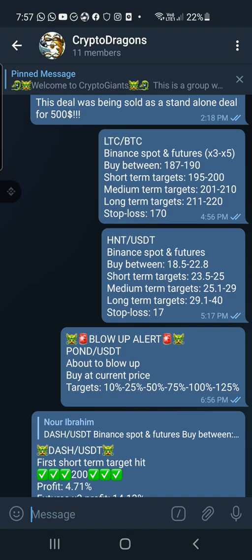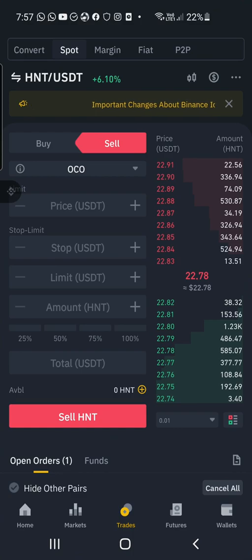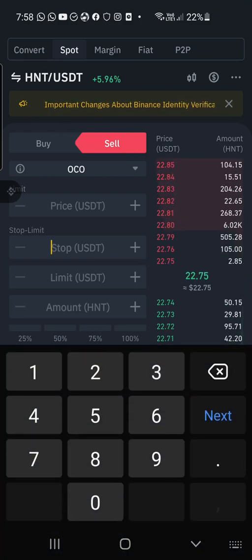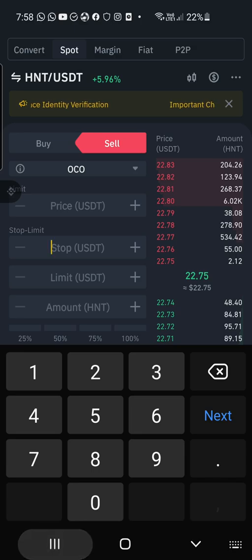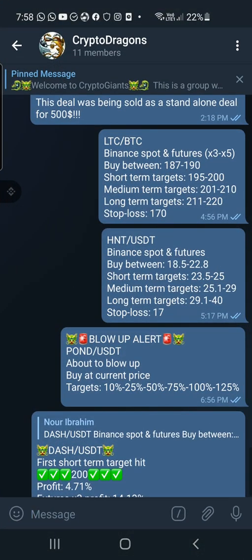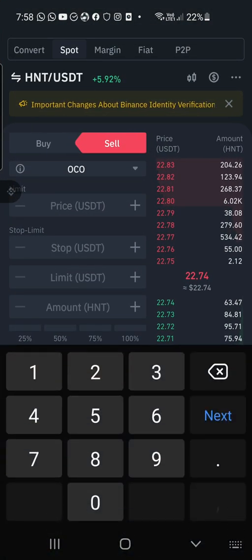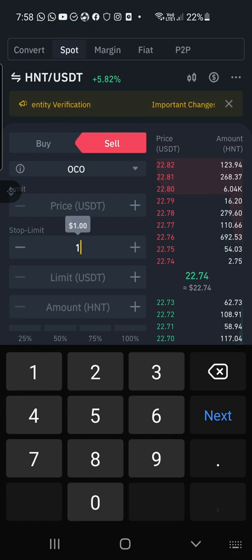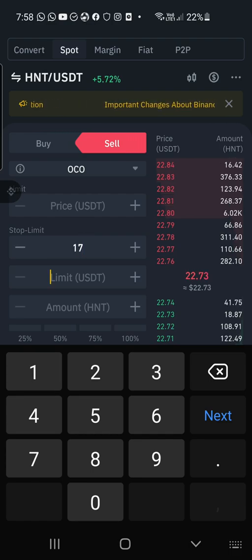Over here, as we can see, the stop loss of HNT is 17. Now, the stop is you telling the application to sell your HNT when it reaches a certain price. And the price that we have mentioned here is $17. So you tell the application that if the HNT drops to the price of $17 and limit, you're telling it to sell it for that price.